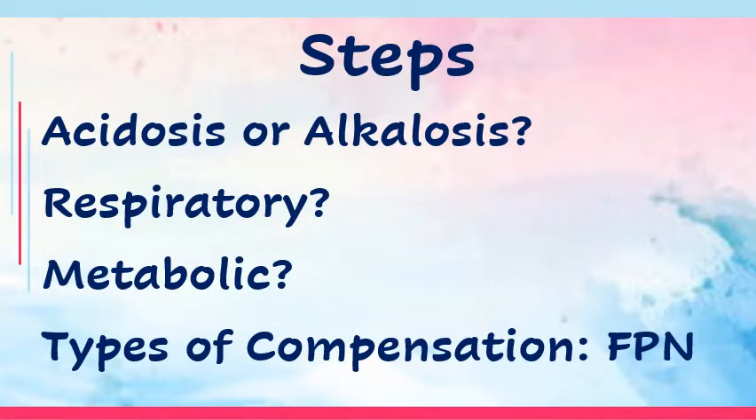There are a lot of ways for us to interpret arterial blood gas results. This lecture simplifies this to 4 simple steps. First, to determine if this is acidosis or alkalosis. Second, to determine if it is a respiratory abnormality. Third, to determine if this is a metabolic abnormality. And fourth, to determine what type of compensation occurs. Will it be F, fully, P, partial compensation, and N, no compensation at all.